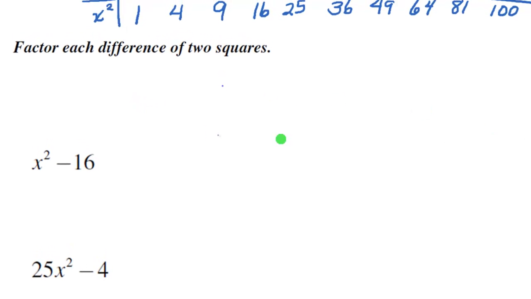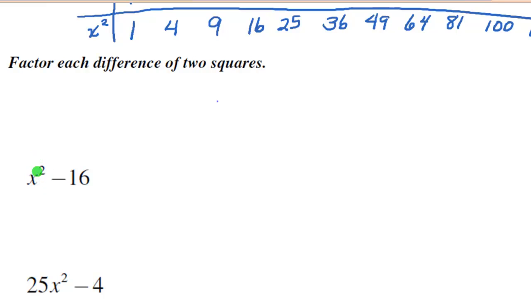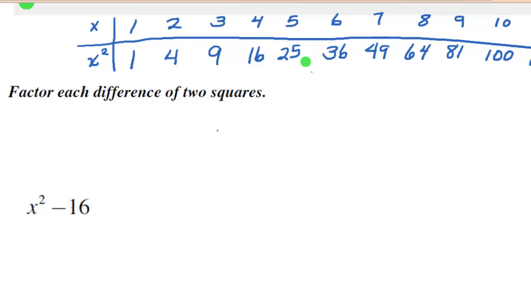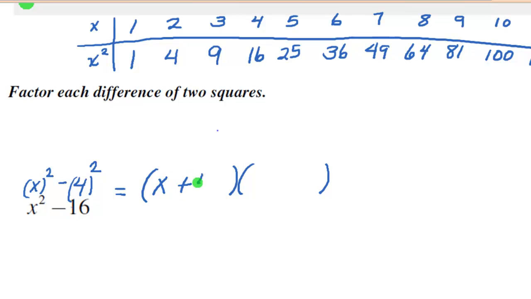If you said yes, you're right, because our first term is x squared, and our second term is 16. From our table above, you can see that 16 is a perfect square. It's 4 squared. So we have x squared minus 4 squared. To factor it, we draw two parentheses for our binomials, and this binomial will be x plus 4, and this one will be x minus 4.